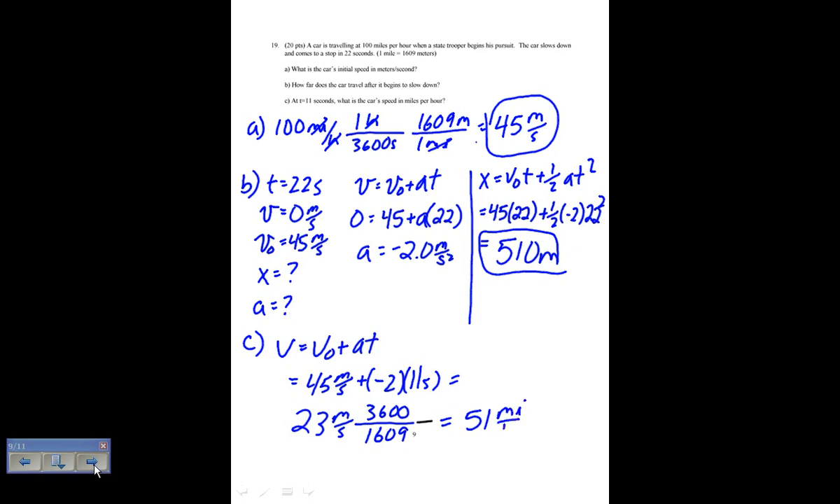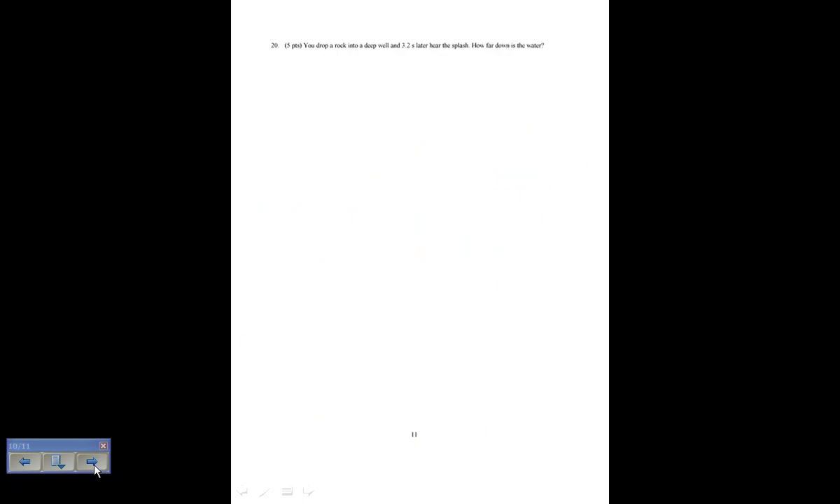And then I want to convert it back into miles per hour. So that's going to be 3,600 over 1,609. And that'll put it back into miles per hour. And that gives me 51 miles per hour. So you see he's roughly at half the speed, but not quite. It doesn't really work that way, that at half the time it's half the speed.